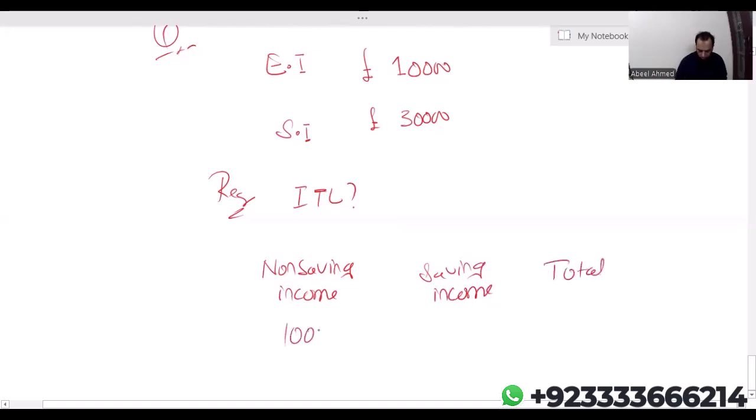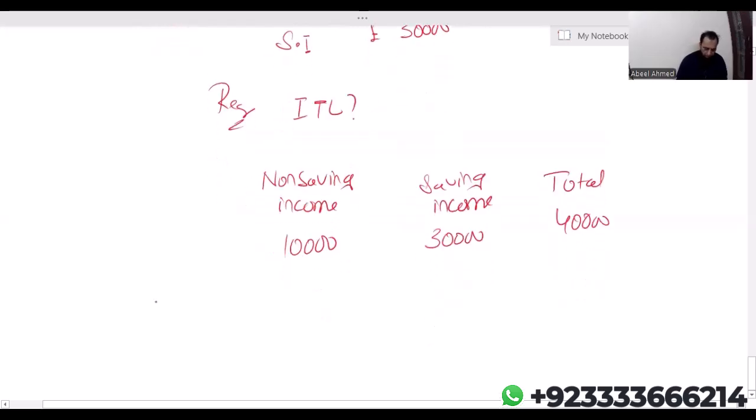Employment income, you have to write under non-saving. Saving is 30. Total is 40,000. Now, student, listen to me carefully. Personal allowance is 12,570. First, we deduct the personal allowance from the non-saving income.